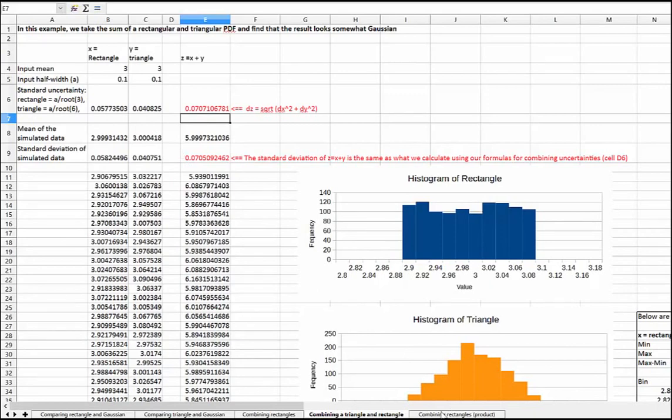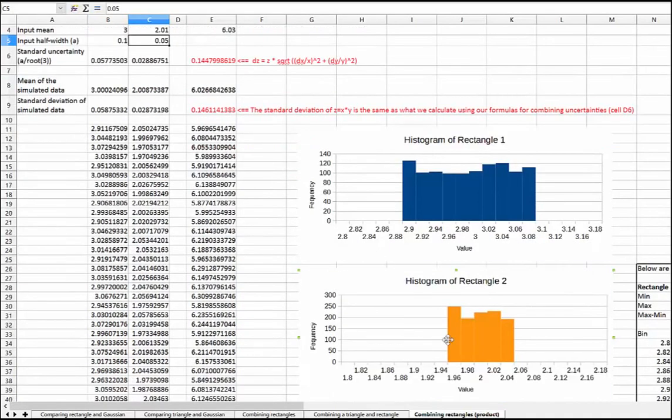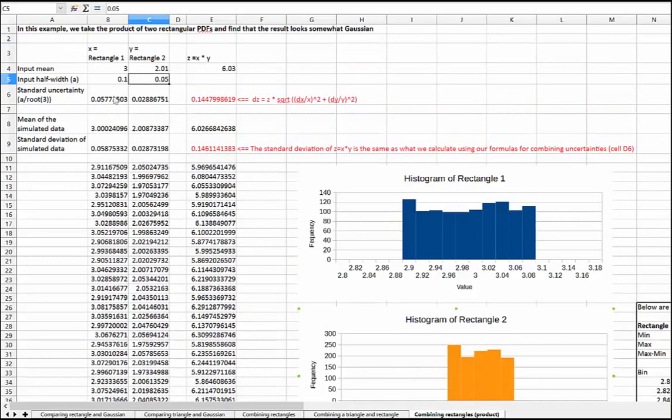The final one, just to look at a different type of function, is actually doing a product. So I've got a rectangle with input mean of 3, half width of 0.1, that's this one. I've got another rectangle with input mean of 2 and half width of 0.05, that's this one. And I'm going to take the product of those two, so I simulate a whole bunch of data for both of those. What comes out the other end is z equal to x times y, and it's roughly 6. So that's the mean of all these data down here.